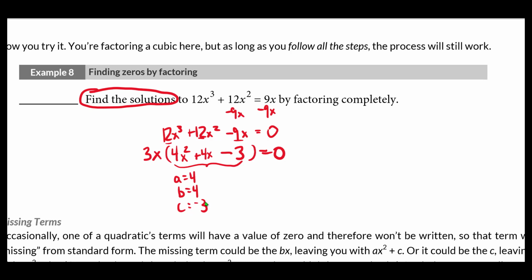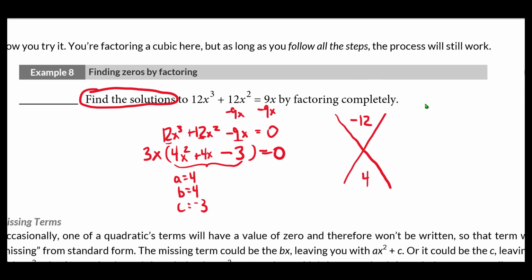The next thing that we do, of course, is we draw our large x. And remember that in the top quadrant, this is step 4, by the way, in the top quadrant we write the product AC. In our case, a times c is 4 times negative 3, which is negative 12. And down here in the bottom quadrant we write our b value.